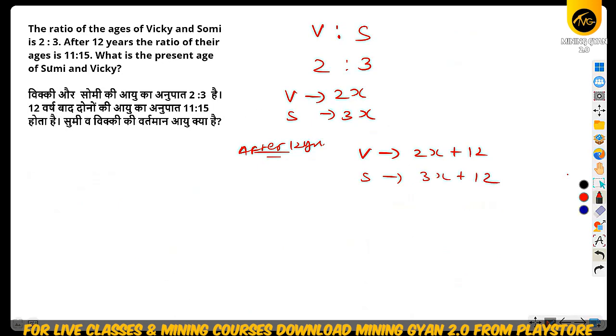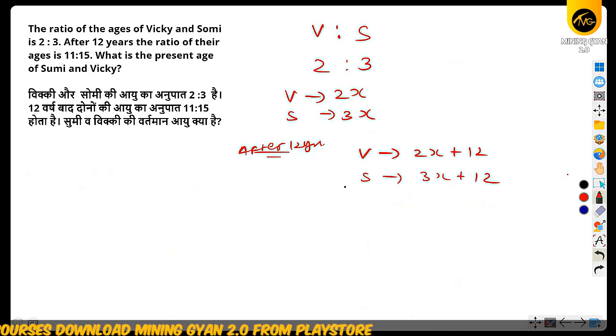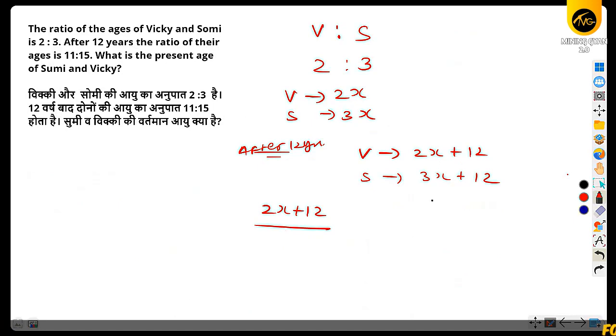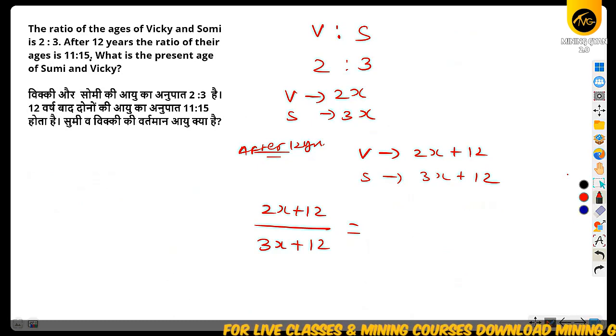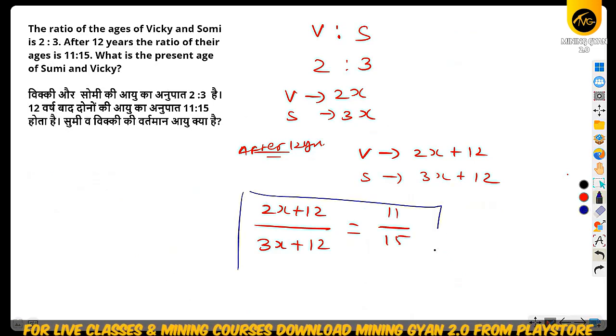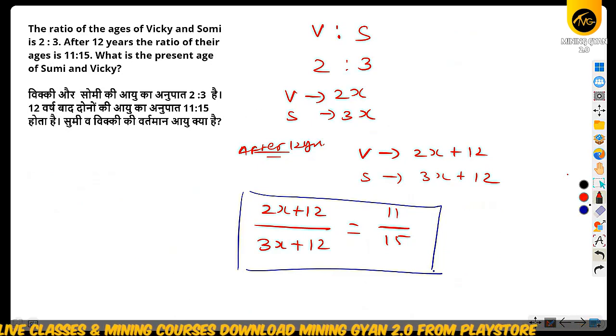Now after 12 years, the ratio of their ages will be 2x plus 12. Ratio means divided by, that means 2x plus 12 divided by 3x plus 12. So the ratio of their ages is 11:15, that means 11 divided by 15. Now this is basically the logical portion of the question. Now just solve the problem. Simplify the expression and you will get the value of x.